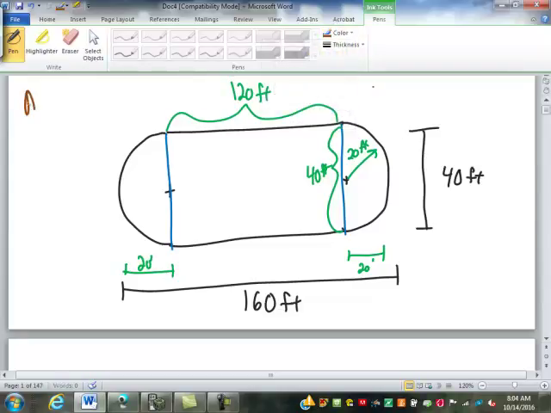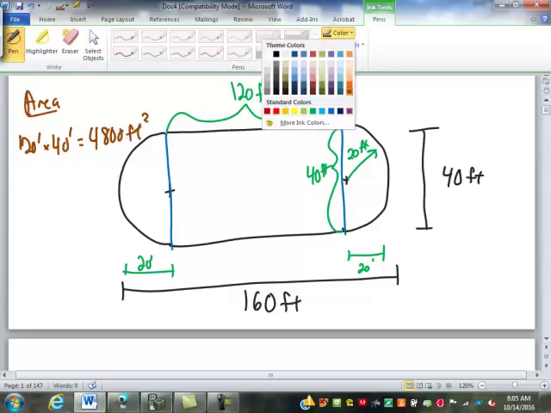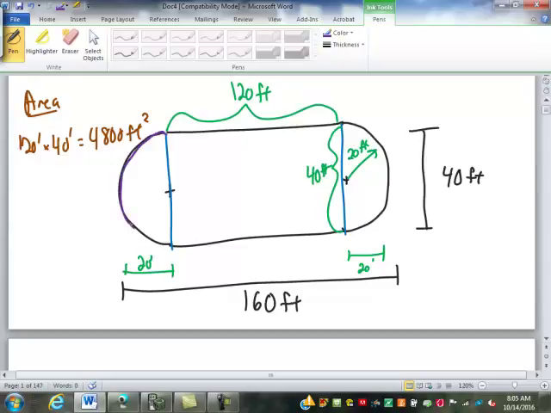So for area, we've got the rectangle that's 120 by 40, or 4,800 square feet. What do we do about those other pieces there? Well, we've got a half circle there and a half circle there. I'm going to take them and do this.